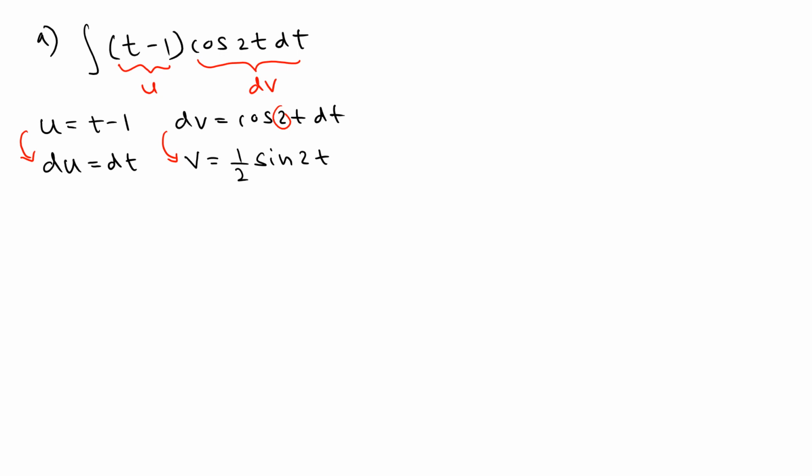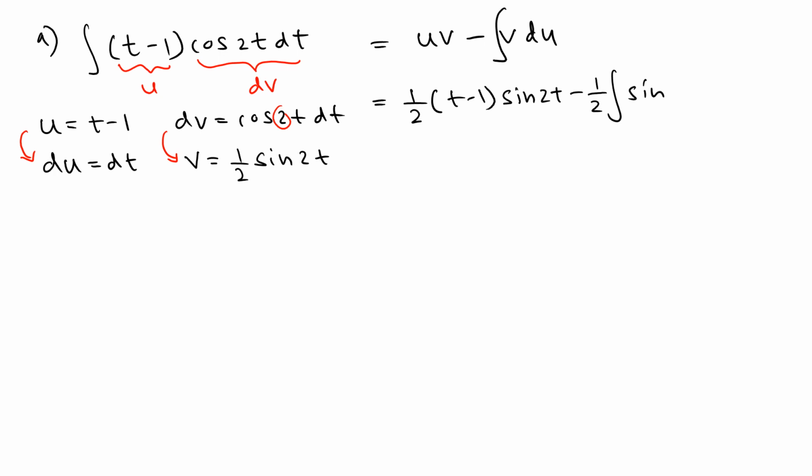Now let's plug into the formula. It is uv minus the integral of v du. So uv means that you multiply the u function by the v function. So it is t minus 1 times 1/2 sine 2t, and then minus the integral of v du. V again has a constant, so we write the constant in front just to make the calculation easier. V is sine 2t, du equals dt. Don't forget the du and dt. Sometimes you forget that, but there's no meaning if you don't write dt here.